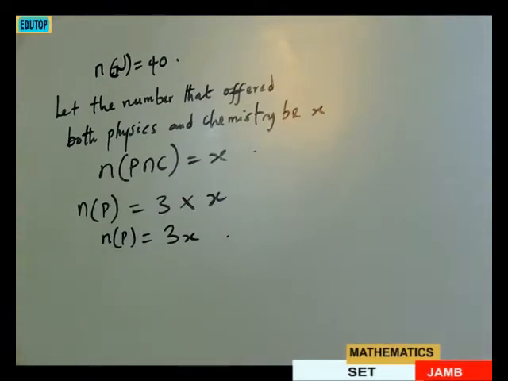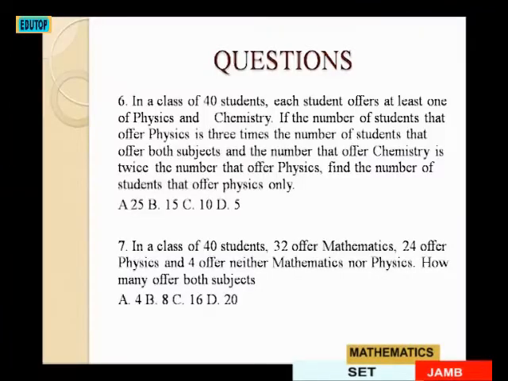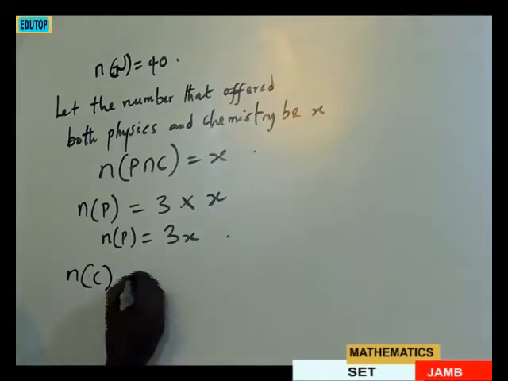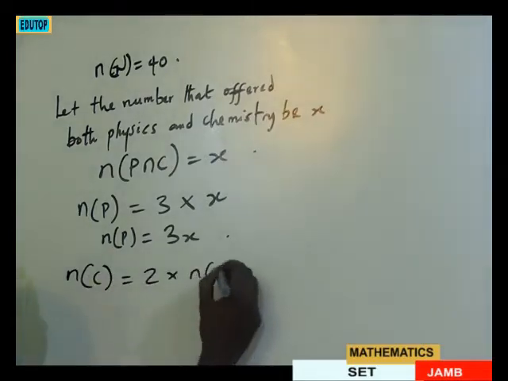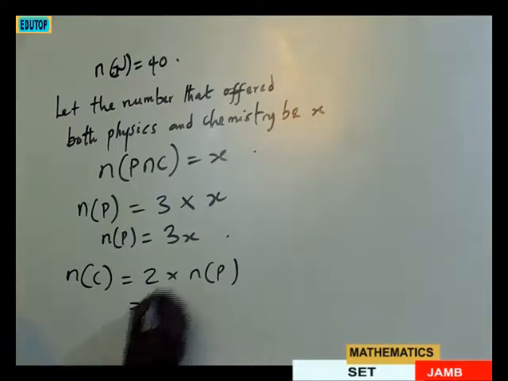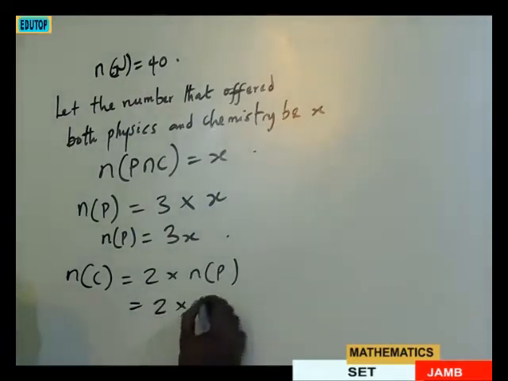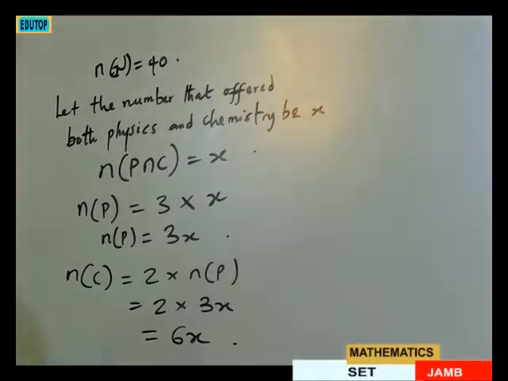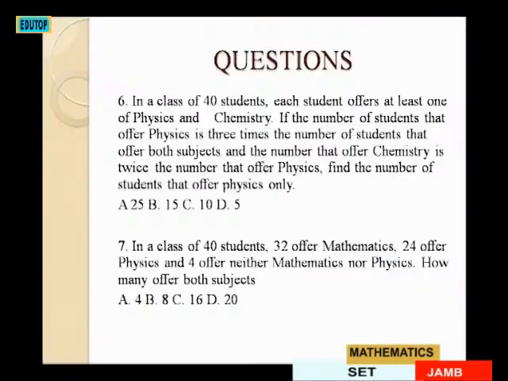Then it says the number that offer chemistry is twice the number that offer physics. The number that offer chemistry is 2 times the number that offer physics. What's the number that offer physics? That's 3x. So 2 times 3x becomes 6x. Now the question says to find the number of students that offer physics only.